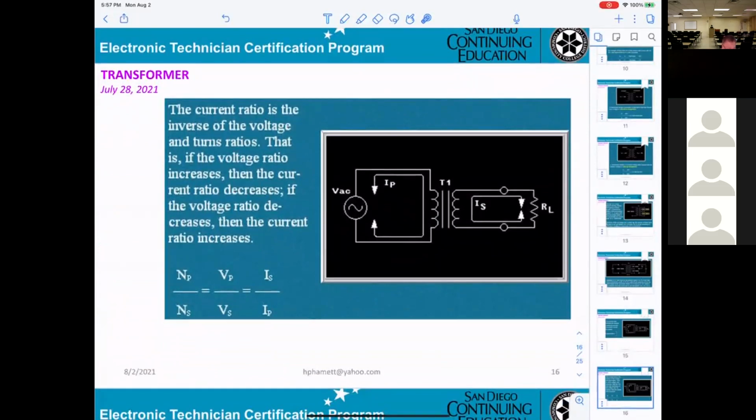Okay, the current ratio is the inverse of the voltage and turn ratio. That is, if the voltage ratio increases, then the current ratio decreases. If the voltage ratio decreases, the current ratio increases. So this is the formula they give you: NP over NS equals VP over VS, and also equals IS over IP, not IP over IS.